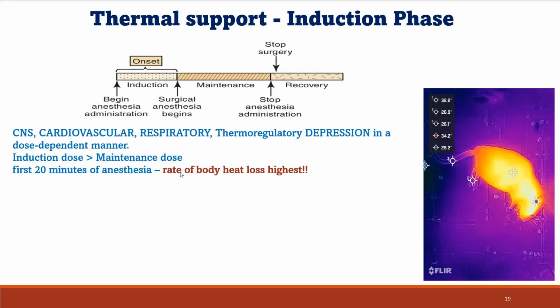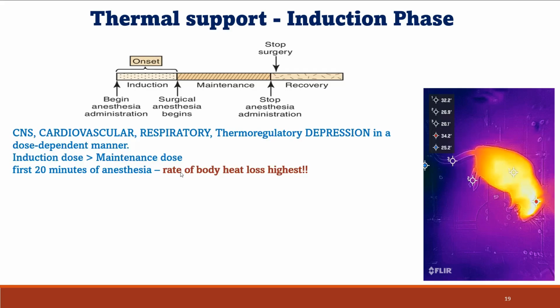Next is the thermal support during induction, which is not usually talked about. We know that the entire anesthesia duration is divided into the induction phase and the maintenance phase. And we know that all these physiological systems, that is CNS, cardiovascular, respiratory, thermoregulatory, undergo depression in a dose dependent manner when, for example, you're using an inhalant like isoflurane. And we also know that the percent of isoflurane administered is higher in induction compared to maintenance. So, the rate of heat loss is also highest in the first 20 minutes of anesthesia.